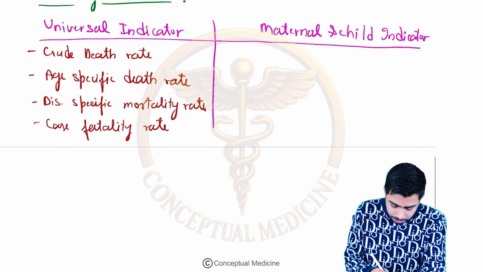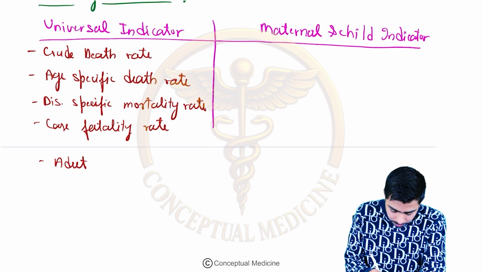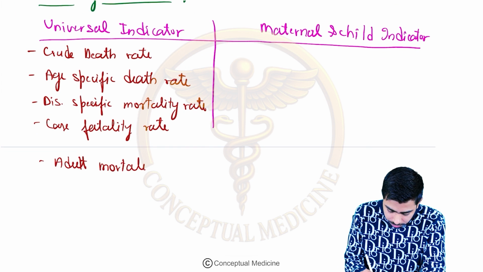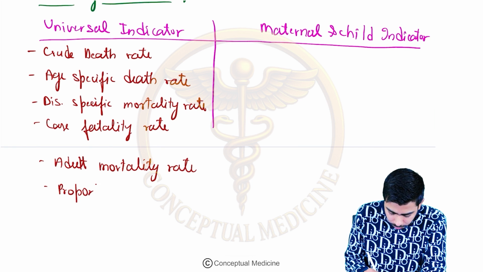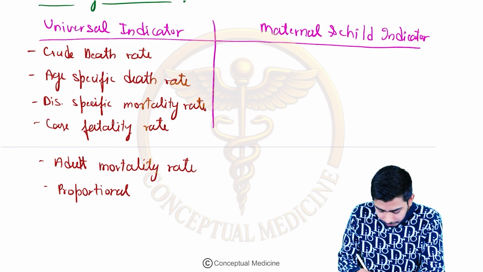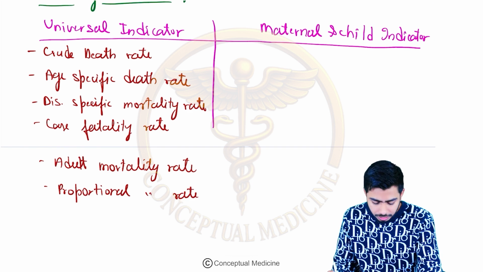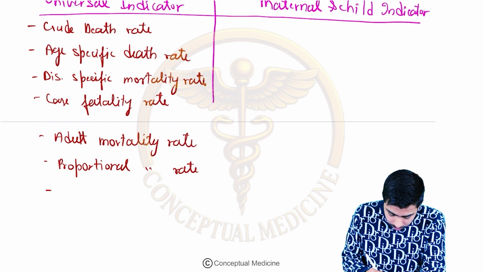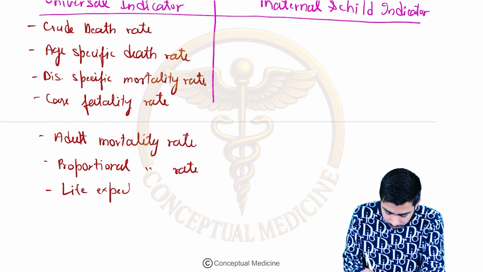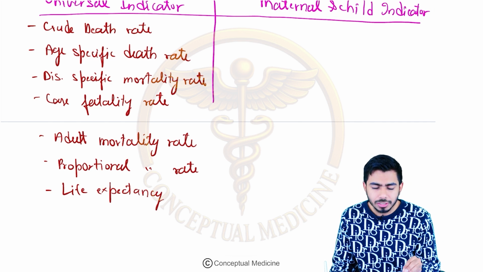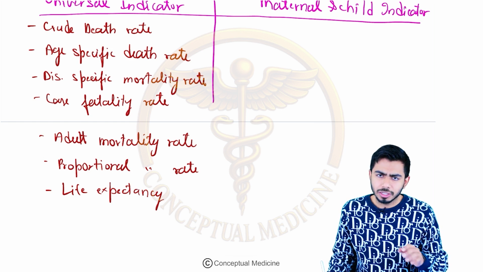Then you can remember adult mortality rate. Again, which word came? Mortality, adult mortality rate. So very simple actually to remember all these things, right? Then we have the proportional mortality rate. Mortality rate. Again very simple to understand, isn't it? Then the next one, which is somewhat different, is life expectancy. This you need to remember: life expectancy comes under the mortality indicator. These are the universal indicators.